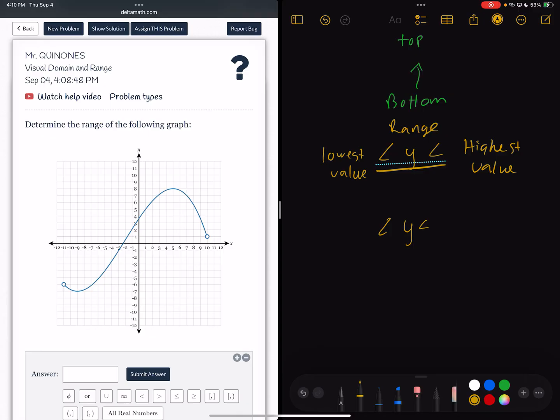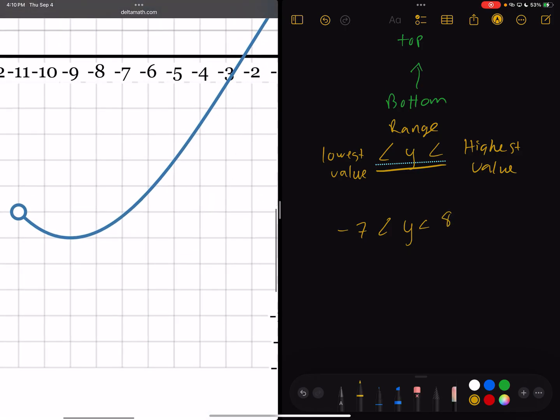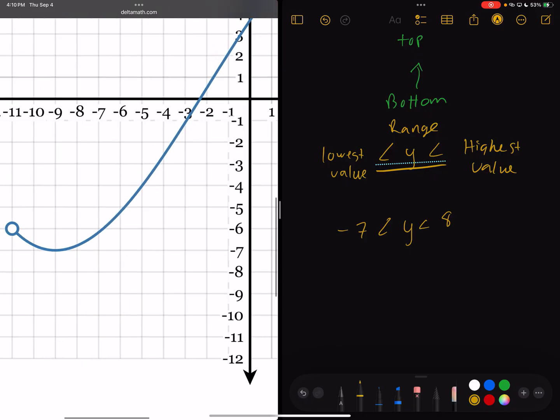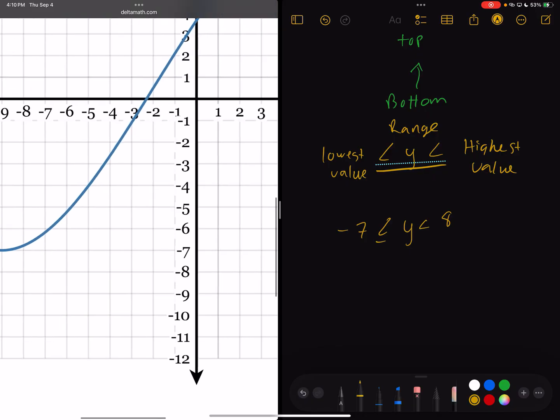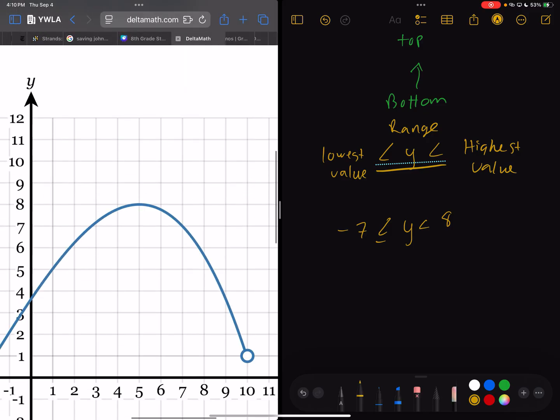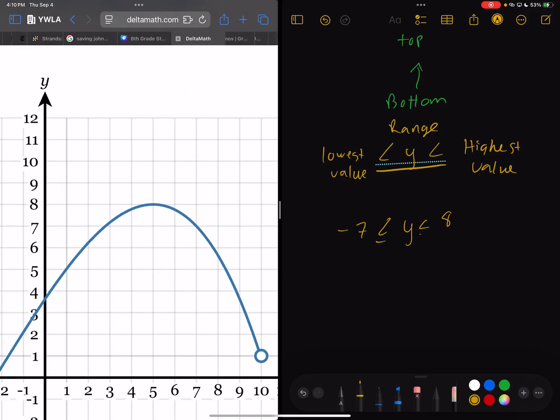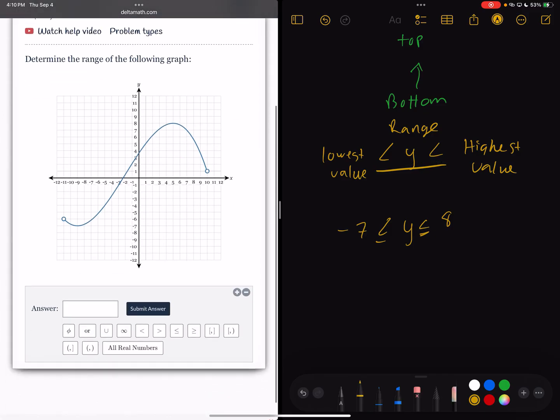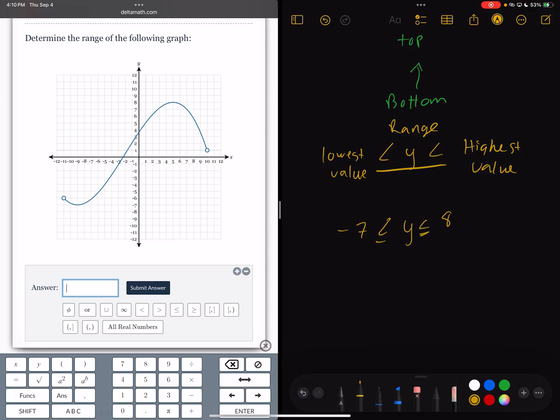I see I'm going all the way down to -7. And in the range, I'm going all the way up to 8. And because it's a curve, it is actually intersecting these values. So I'm going to equal this value. And let me just check up here. Yes, I am also going to equal this value. So my answer for this is -7 less than or equal to y less than or equal to 8.